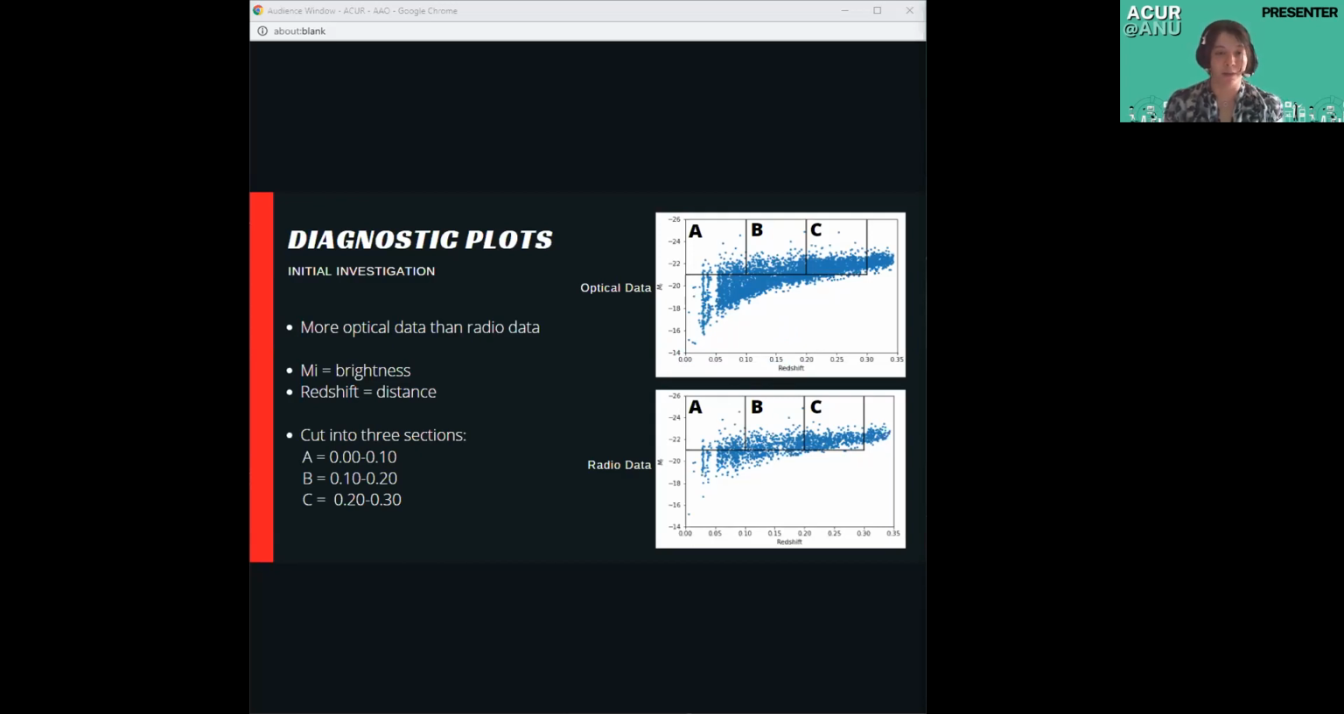These are known as volume limited cuts. This ensures that the data that we're comparing has the same average brightness and takes into consideration any particular effects that it may have on observed data that's close and far away from the range.